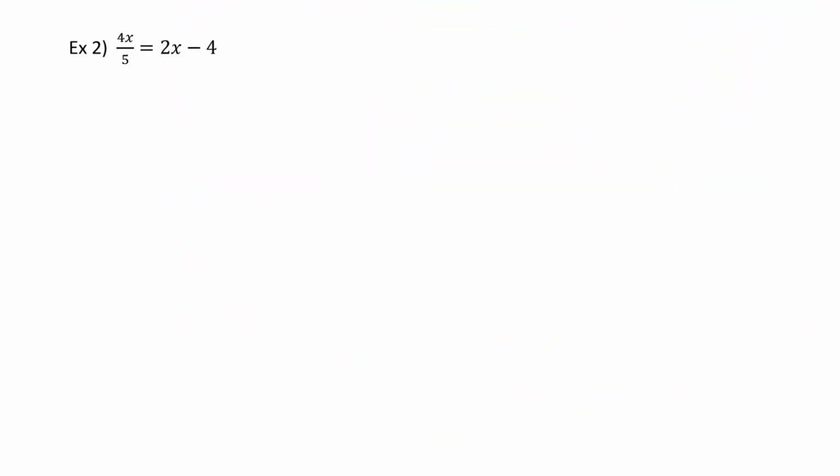Let's try the next one. The next one has a fraction. What did I say at the beginning of today's class? I said if you have a fractional equation, find the lowest common denominator and multiply both sides by that. So what's the lowest common denominator here? Well, let's turn these all into fractions. You can see the lowest common denominator between these terms is 5.